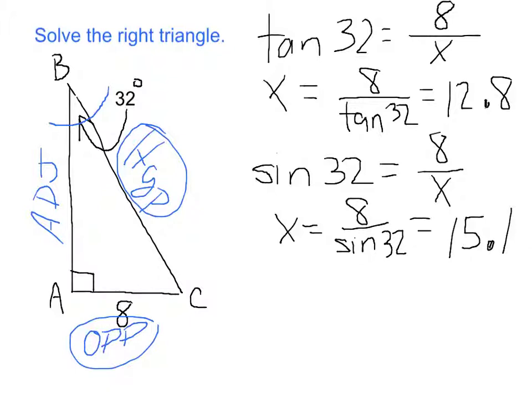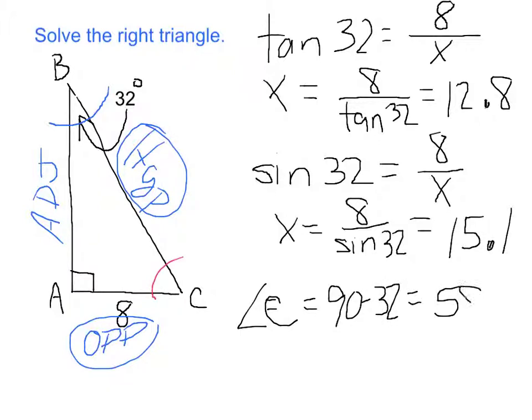Now finding my missing angle, in this case angle C, is really easy. Since we know that all three angles in a triangle add up to 180, and this angle A is 90, that means that angles B and C have to add up to 90. So to find angle C, all I have to do is subtract 32 from 90. So angle C is equal to 90 minus 32, which is 58 degrees.